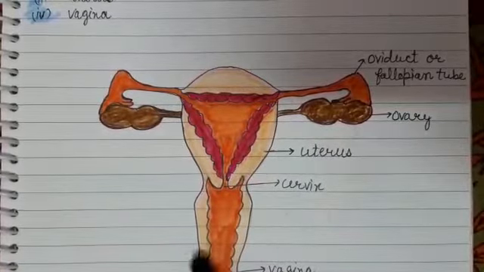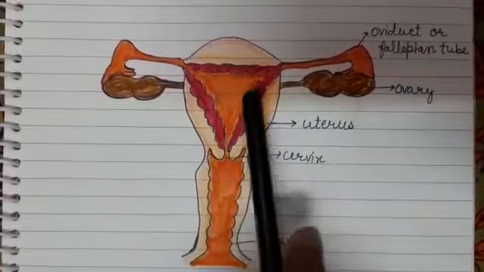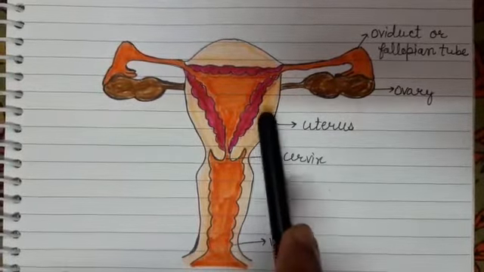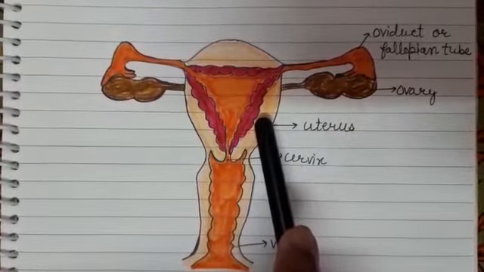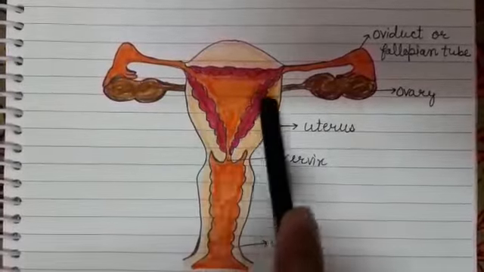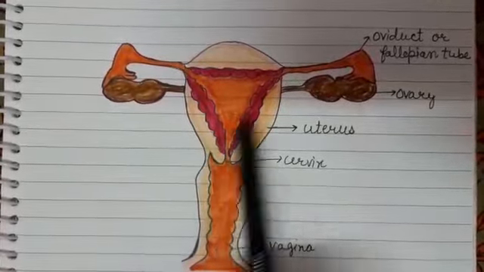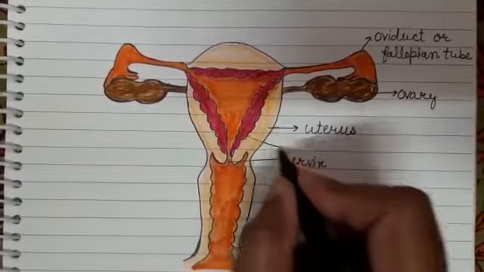The thick muscular wall of uterus is nutritive, highly vascularized. This is called endometrium.